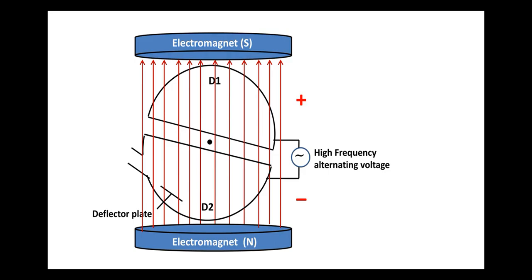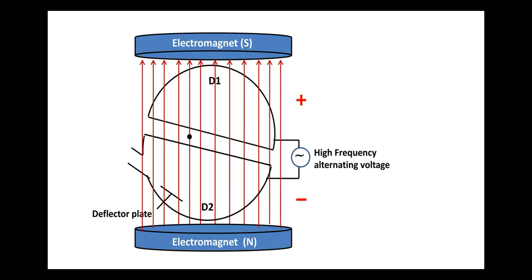when D1 is at positive potential and D2 is at negative potential. So here you can see that D1 is at positive potential and D2 is at negative potential. So the positive ion will be accelerated towards D2. You can see here that the ion is attracted by D2 since it has negative polarity.